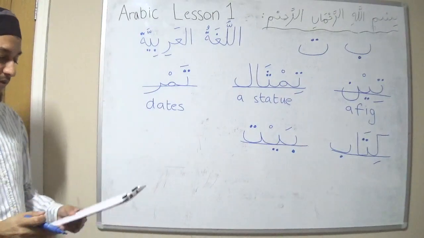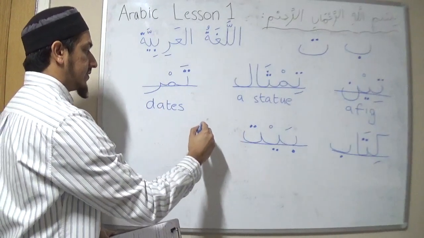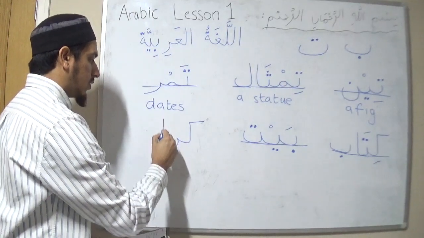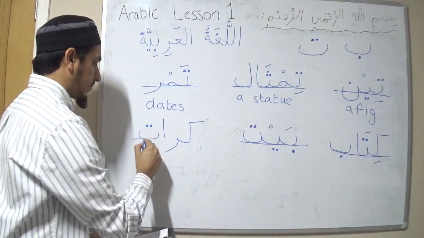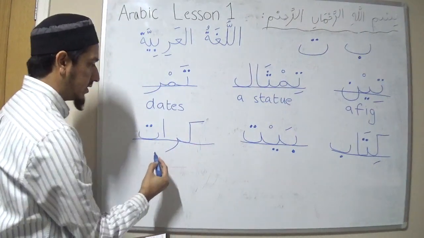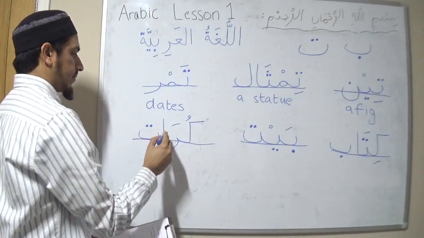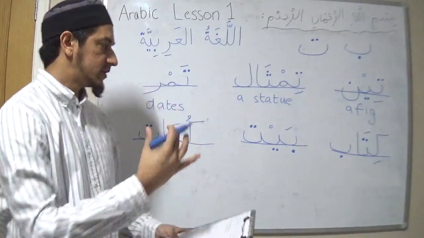And finally, the last one, which is going to be ta again at the end, but this is by itself. So we have the word qurat, balls, and the ra has gone underneath the line. Qurat, which is balls. Football, basketball, or just a ball.